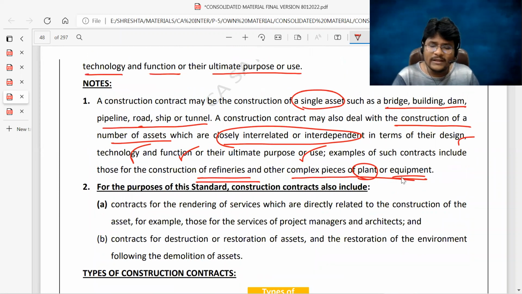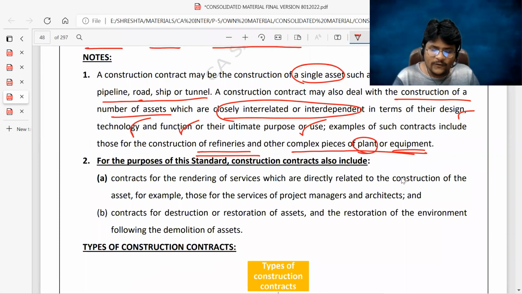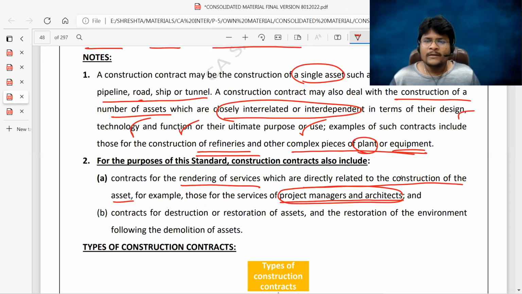Next, for the purpose of this standard, construction contracts also include not only the construction of assets, but also contracts for the rendering of services which are directly related to the construction of the asset. For example, those for the services of project managers and architects. For example, L&T is there. For certain projects, L&T can only give the designs. They will charge a huge amount from the customers. They will not construct, so they are providing architect services. Certain industries provide project managers for the purpose of construction, who are highly talented or have good exposure in the construction industry. Those entities which provide services directly related to construction also form part of the construction contracts.